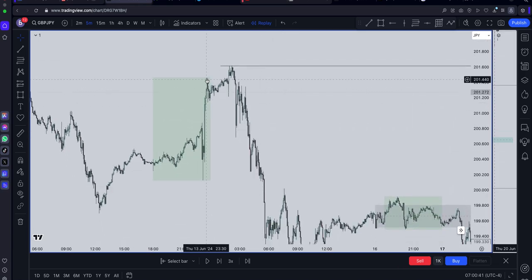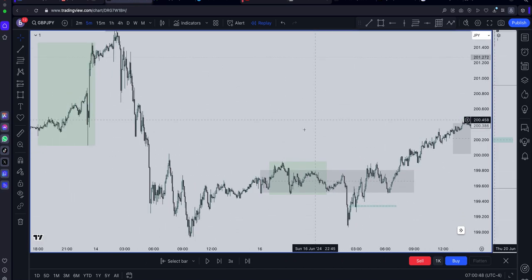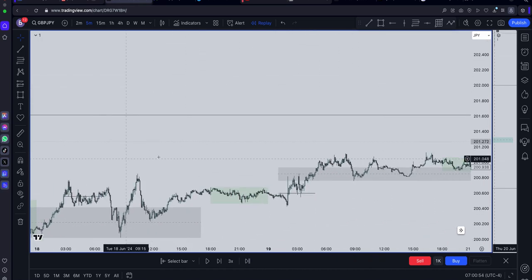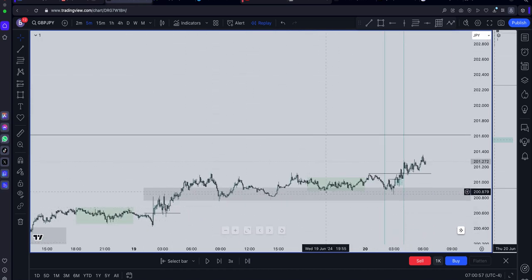You can always target the other end of the Asian range, or you can do 2 to 1, depending on how you want to do your thing. You understand? So on here, if you are targeting the top range, it paid here. If you were targeting the top, that's why I put this here. But I want to see price get here.